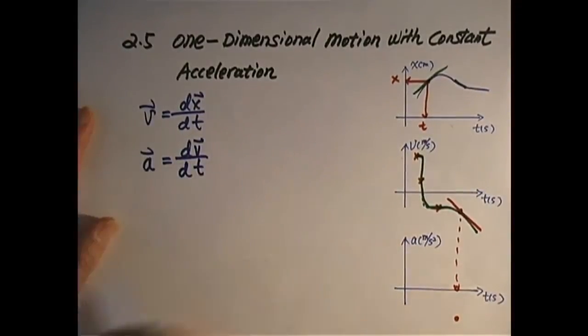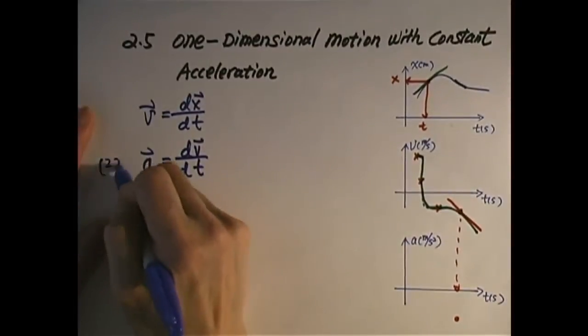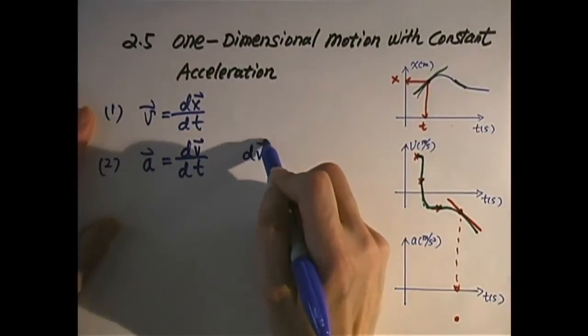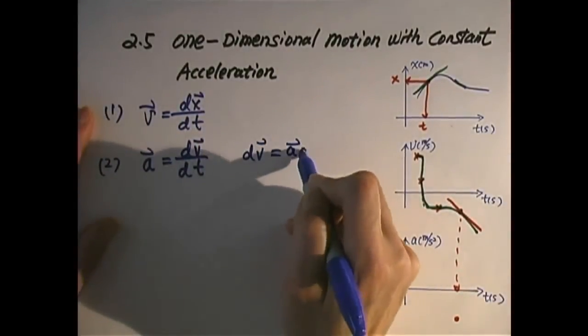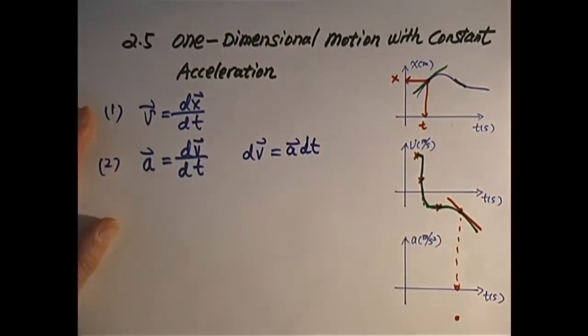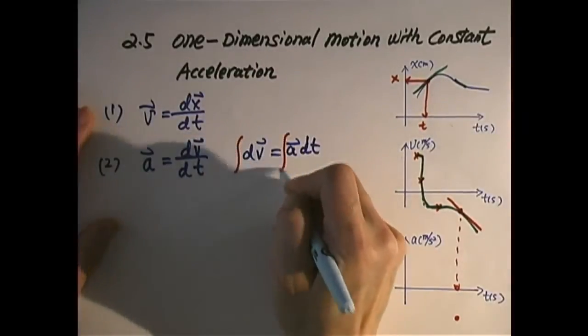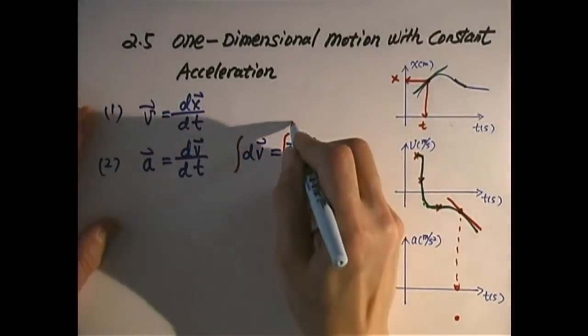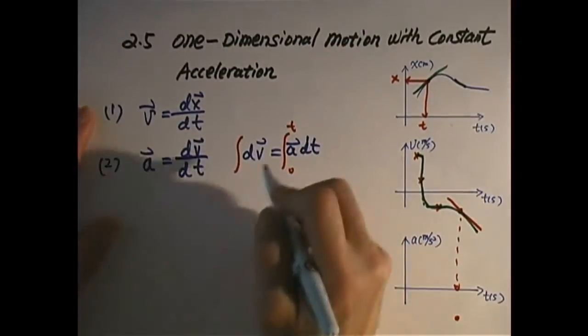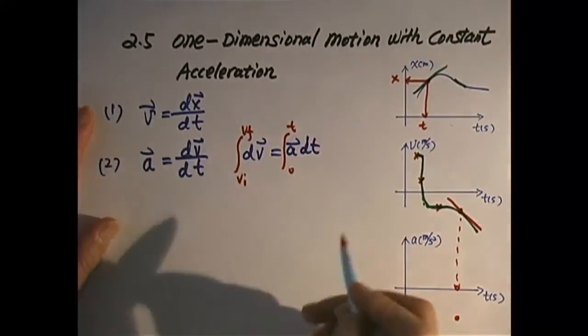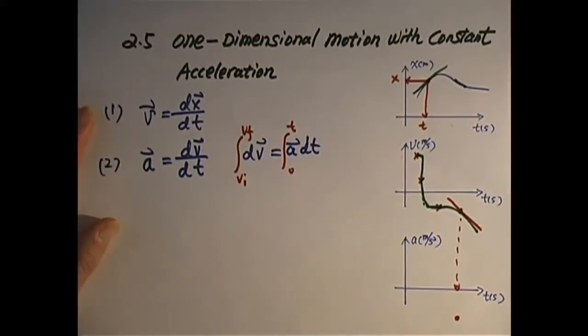Let's start from the second equation. This is the second equation, and this is the first equation. The second equation gives dv equals a dt. If we want to do the integral, we just do that. Time is from 0 to t, where the initial time moment is 0. Then v goes from v initial to v final. The result of this integral really depends on a.